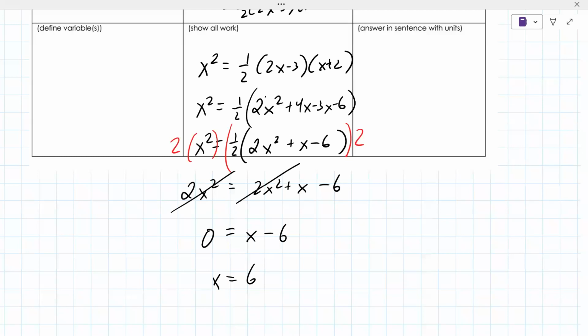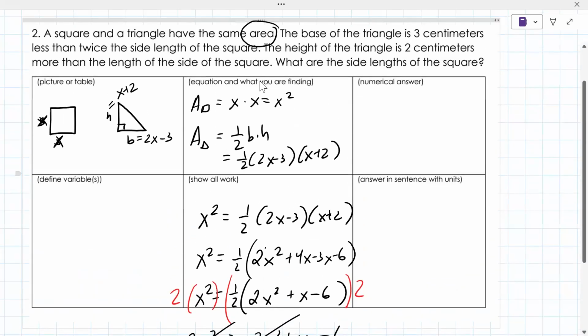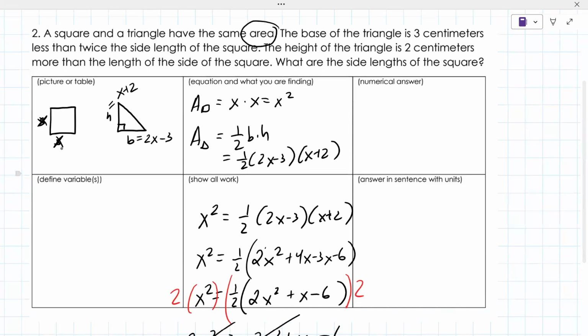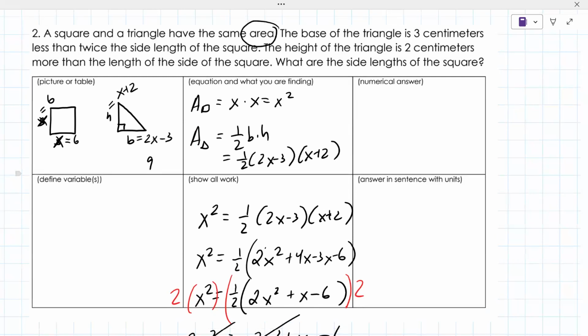All right, so that is not the answer, though. That is the value of x. We have to be really careful here in these problems. Once you get that, you have to go back and ask what it is even asking for. It is asking for the lengths of the square. The length of the square is 6 and 6. But it might also ask in another problem for the base and the height of the triangle, and you would have to find those values. This is 9 and this is 8.